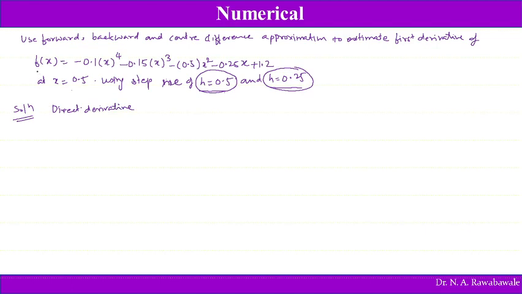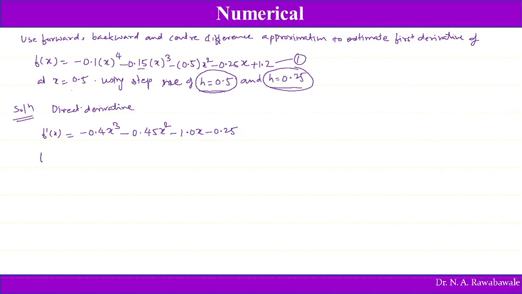So first we differentiate this f of x. So that is f dash of x, which is equal to minus 0.4 x to the power of 3. So the derivative of minus 0.1 x to the power of 4 is minus 0.4 x to the power of 3, minus 0.15 into 3, that is 0.45 x square, then this 0.5 x square gives minus 1.0 x, minus 0.25. So the differentiation of this given equation 1 is this one.